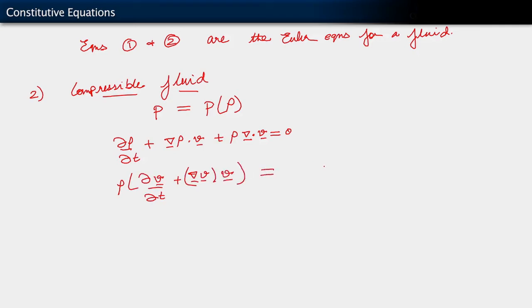Now, just as we had for the previous case of the incompressible fluid, we have that the divergence of the stress does reduce to gradient of P, okay? However, P is a function of rho. Okay, so it is really just the gradient of some function of rho. Okay, no new variable, no new unknowns.